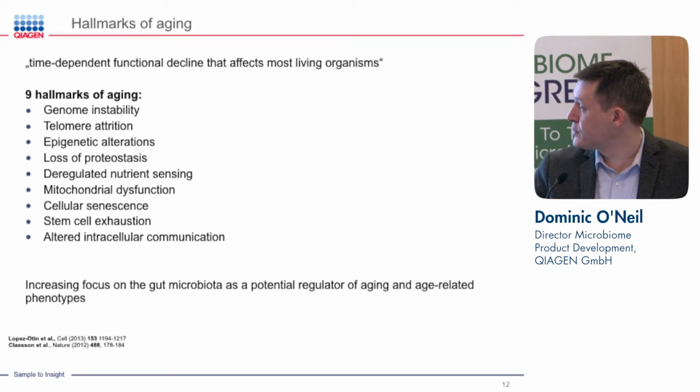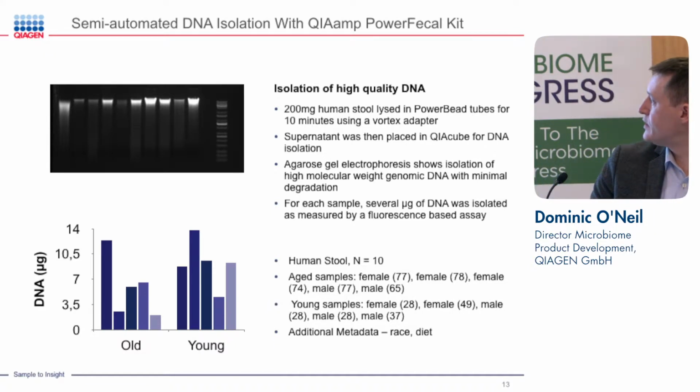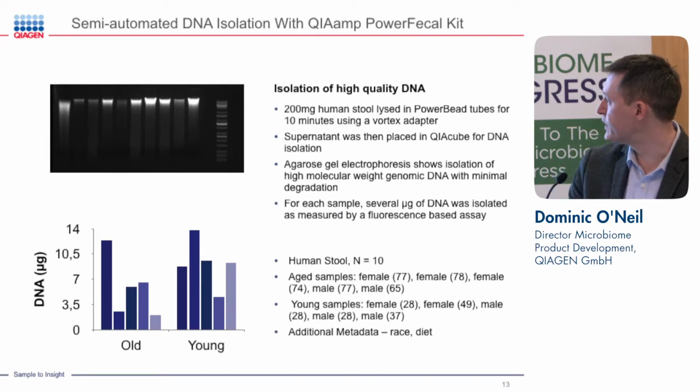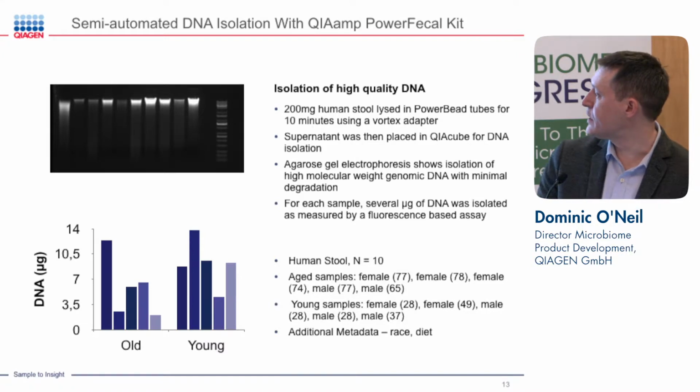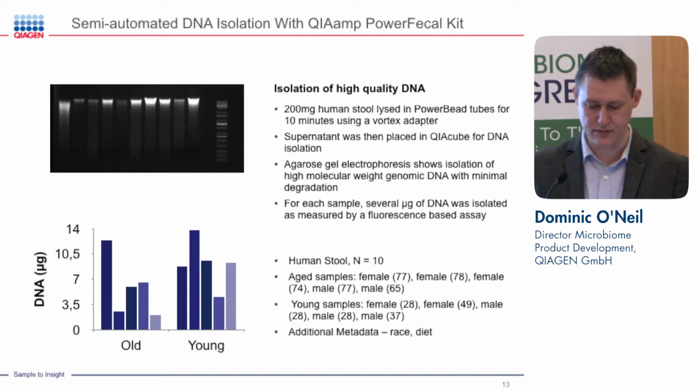So we had 10 samples. We had 10 aged samples and 10 young samples. So from the old cohort, the ages ranged from 65 to 77, a fairly even split, 3 female and 2 male. In the young samples, it was 2 female and 3 male. The age range there was from 28 to 49, so the 49 is perhaps borderline as to which group it goes into.